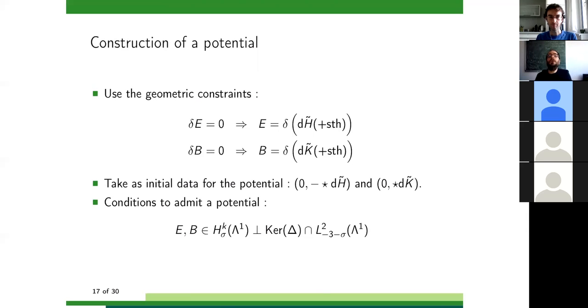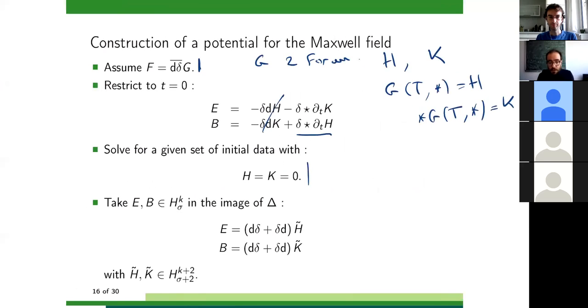Explain to me the previous page. Yes, so you change the H to H tilde, and then instead of solving the initial equation, you try to make a new nice equation, not solving for H and K, but for H tilde and K tilde. So you don't write what H tilde and K tilde are here? H tilde and K tilde, exactly. Yeah, I'm just taking the preimage of E and B by the Laplacian. And that's it, right? This is what H tilde and K tilde are.